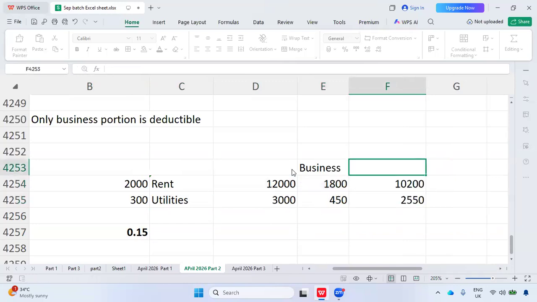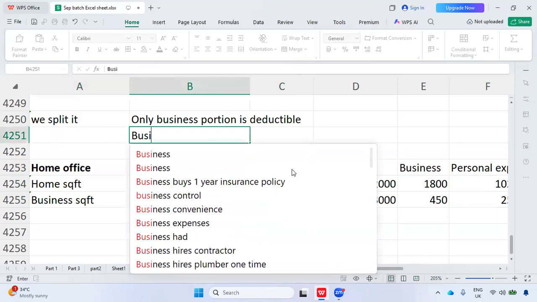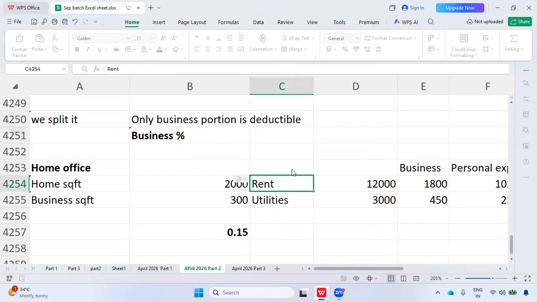The personal expenses are not allowed, right? So the personal portion is not allowed. Business portion, yes, which is allowed. For this, we have to calculate the business percentage. If we have the business percentage, then we can apply the percentage directly on the total expenses. In this way, we can claim the mixed expenses cases.